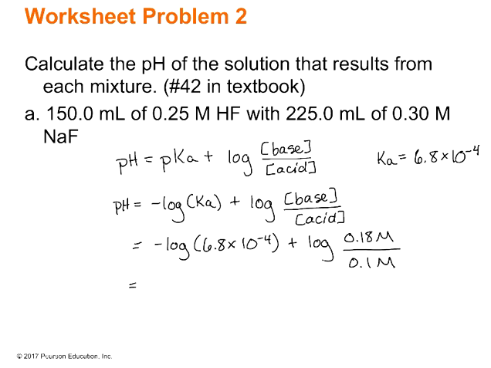All right, so putting this all together, the pKa value should be 3.167, and then the other part of our expression should be 0.255. So that is equal to a pH of 3.42.